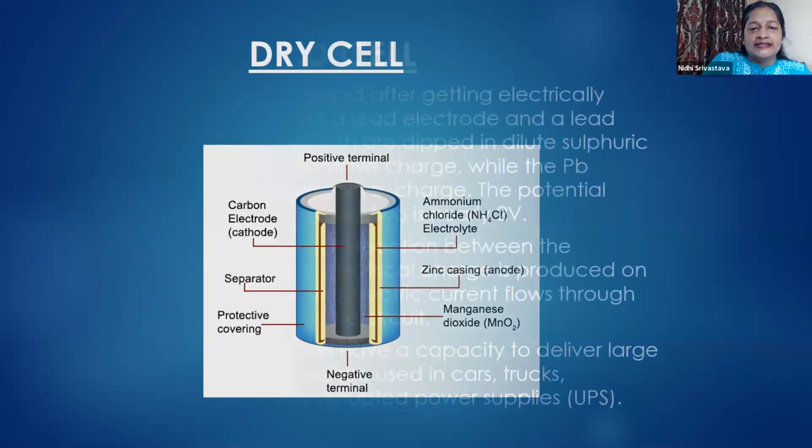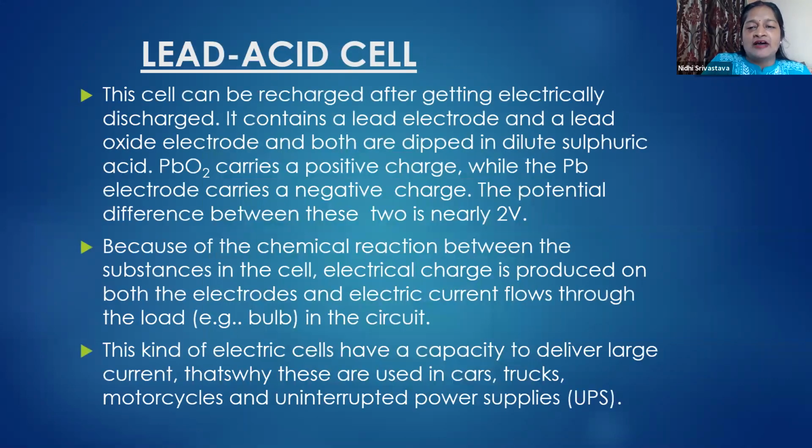Next is lead acid cell. This cell can be recharged after getting electrically discharged. It contains a lead electrode and a lead oxide electrode and both are dipped in dilute sulfuric acid. Lead oxide carries a positive charge while the lead electrode carries a negative charge. The potential difference between these two is nearly 2 volt.